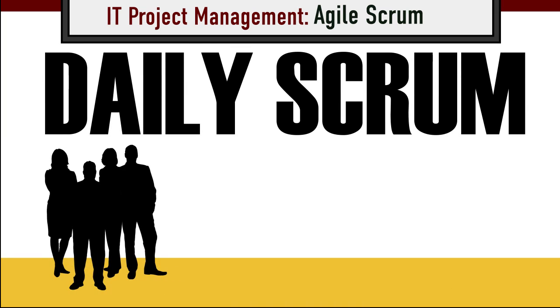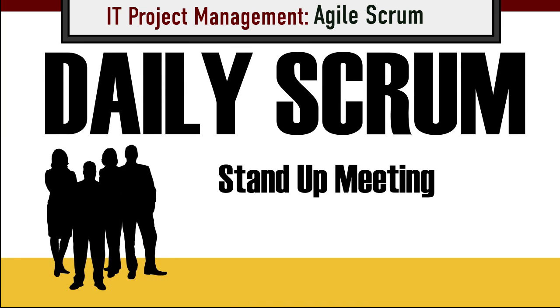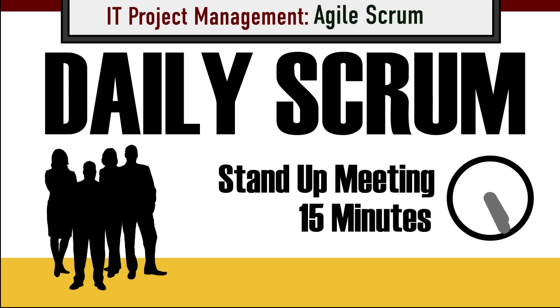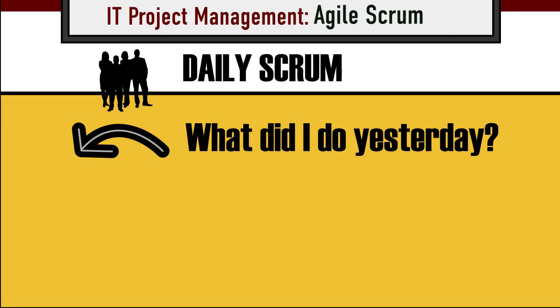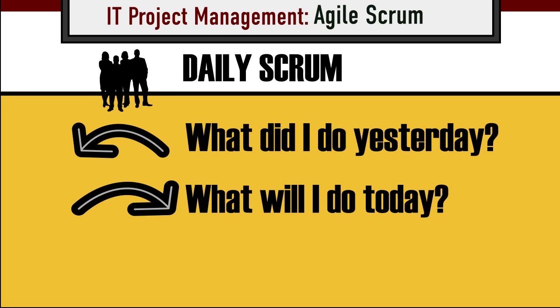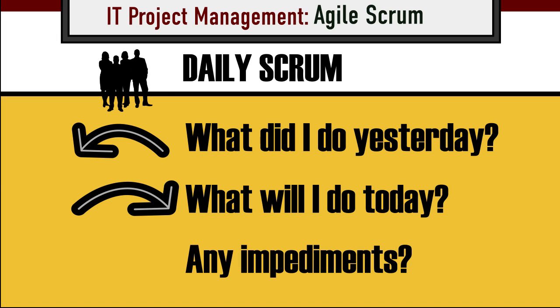The daily Scrum is usually a stand-up meeting that lasts approximately 15 minutes. During this time, each member of the development team answers these questions. What did I do yesterday? What will I do today? And do I see any impediment in my way?